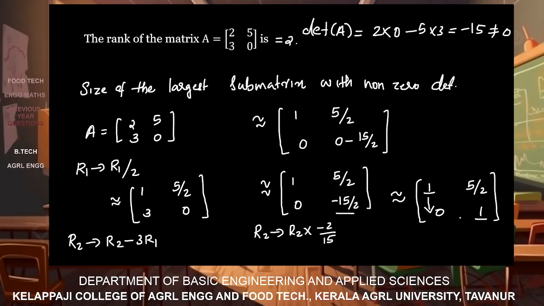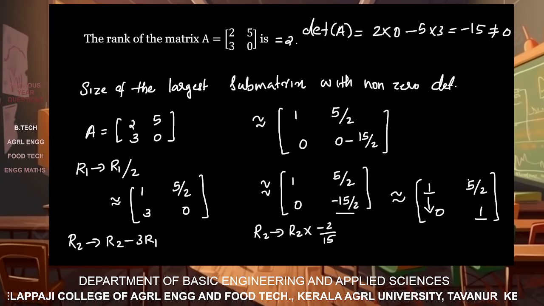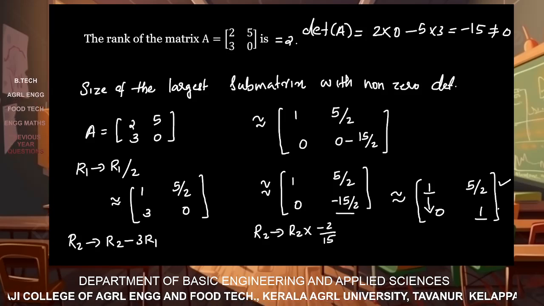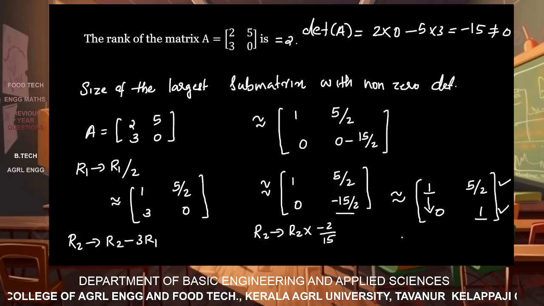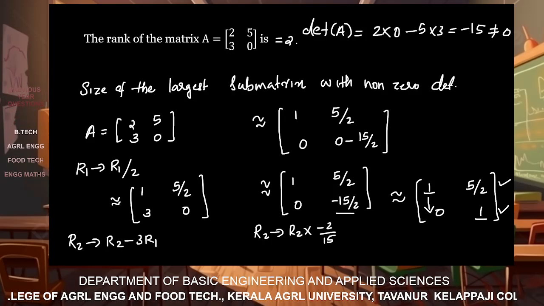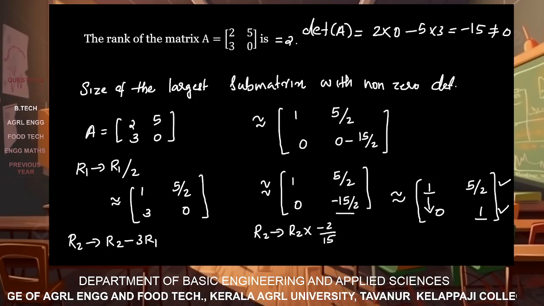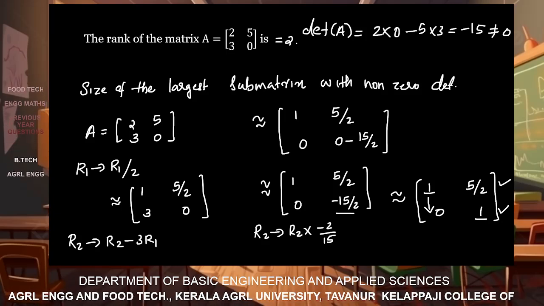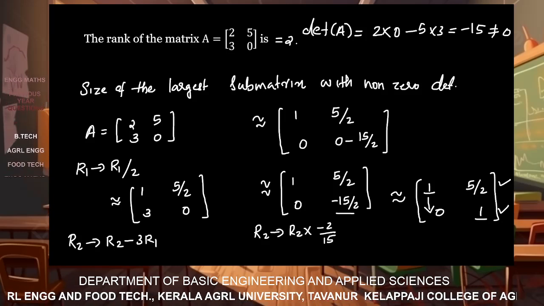So what about the number of non-zero rows? The first row contains at least one non-zero entry, so it is a non-zero row. This one is also a non-zero row. So the number of non-zero rows is 2 here, and the rank is again 2. So either using the determinant method or this reduction method, you can find the rank.